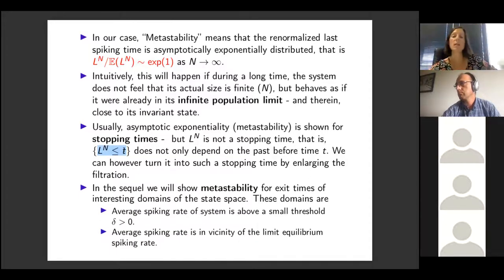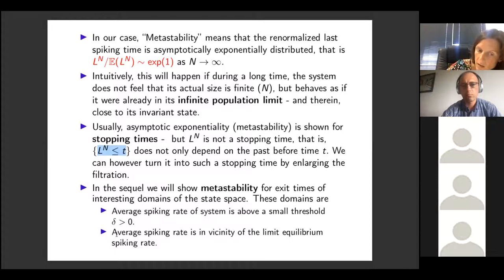We could turn it into a stopping time by considering a slightly bigger filtration, but I'm not going to do that in the sequel. Actually, I will prove metastability for a certain exit time of intwisting domains. And these domains will be the first one that the average weight of the system, of the total system, is above a certain threshold, which I call delta. So delta is something positive.